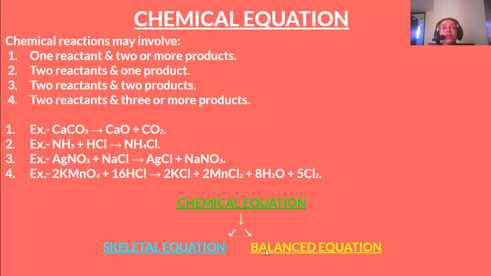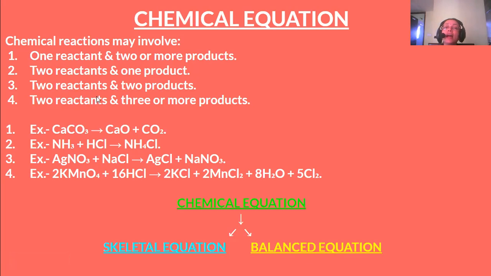Now, chemical reactions may involve one reactant and 2 or more products. This can also happen like this. For example, one reactant, calcium carbonate, and 2 products are formed, calcium oxide and carbon dioxide. So there is a plus sign between the 2 products. Now, the chemical reaction can be 2 reactants and 1 product also, like ammonia and HCl, hydrochloric acid. The 2 reactants are there, so there is a plus sign between them. And the product is only 1, that is ammonium chloride.